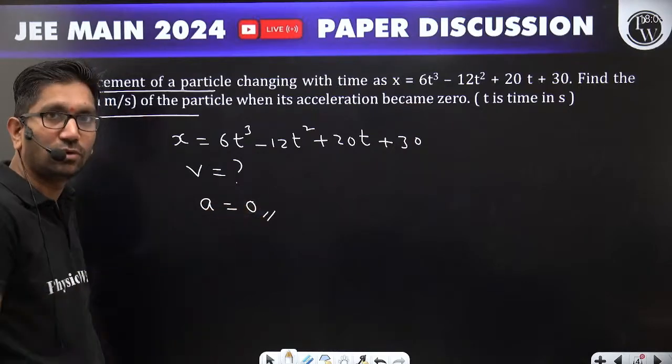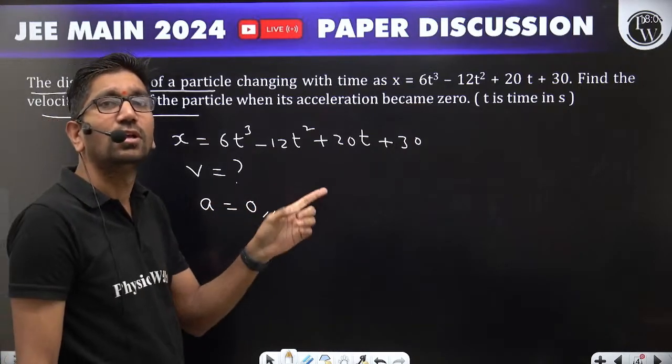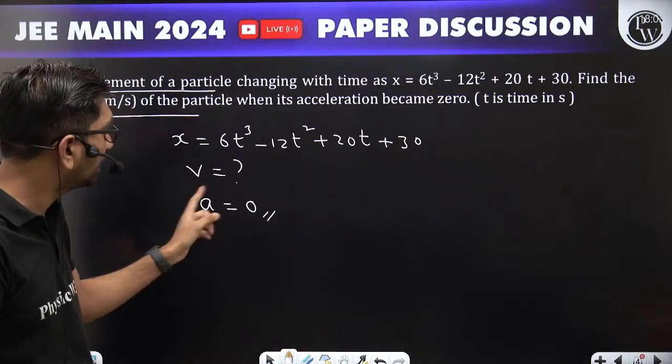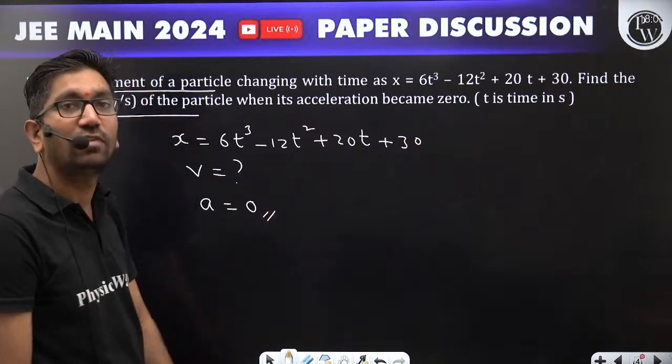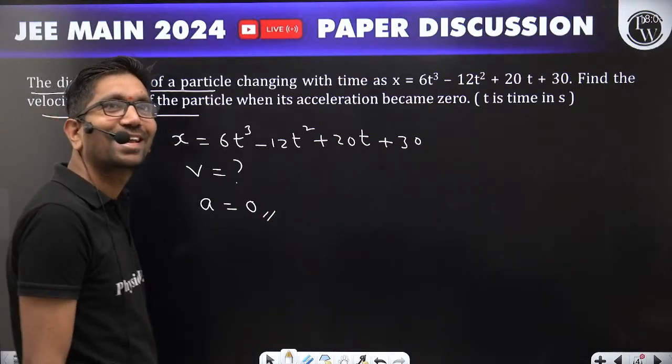Acceleration is 0. Okay, so first of all, what we have to do, we have to find the time at what time the acceleration becomes 0. That time should be substituted in the velocity value.